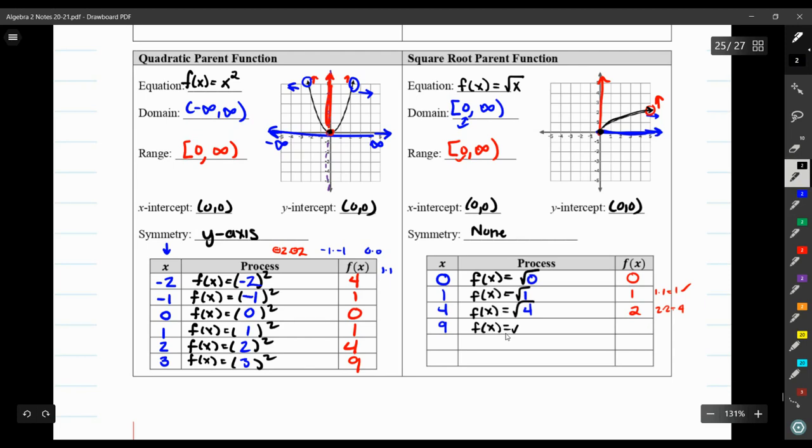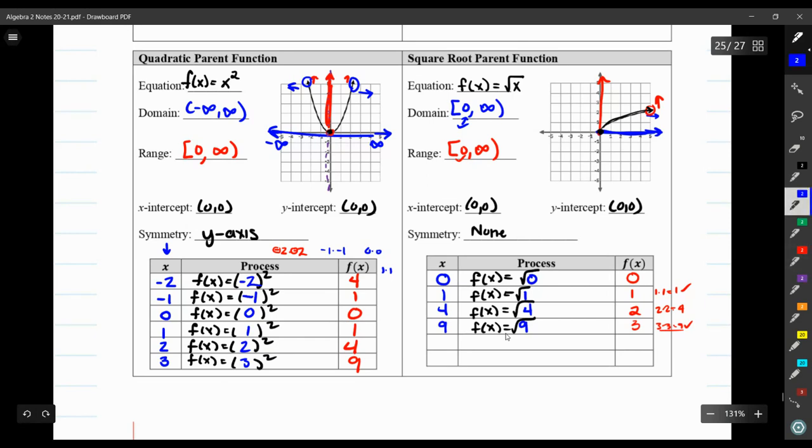F of x equals the square root of 9. Well, what times itself gives me 9? That would be a 3. 3 times 3 makes 9. And that's how we know that that's a perfect square.